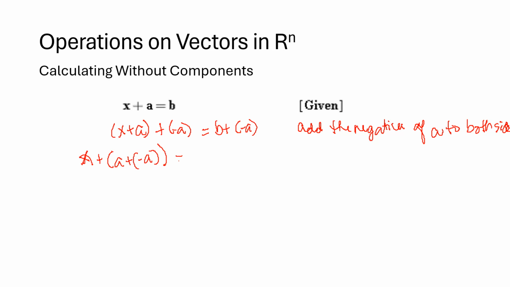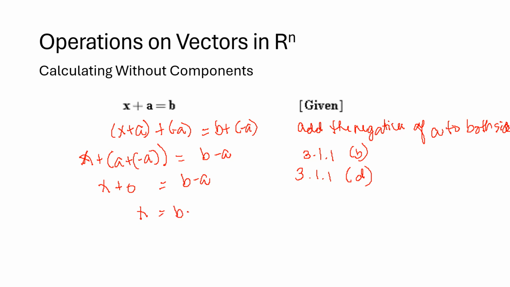So this is theorem 3.1.1, which is part B. And then you have x plus 0 is equal to b minus a, which is theorem 3.1.1 part D. And then x is equal to b minus a, which is theorem 1.1.1 part C. While this method is obviously more cumbersome than computing the components in R^n, it will become important later in the discussion where we will encounter more general kinds of vectors.